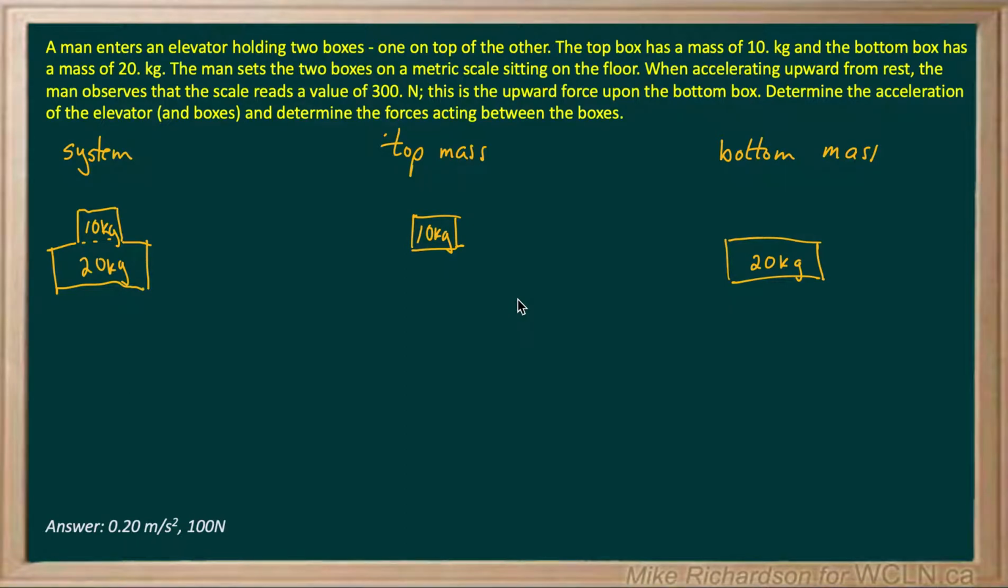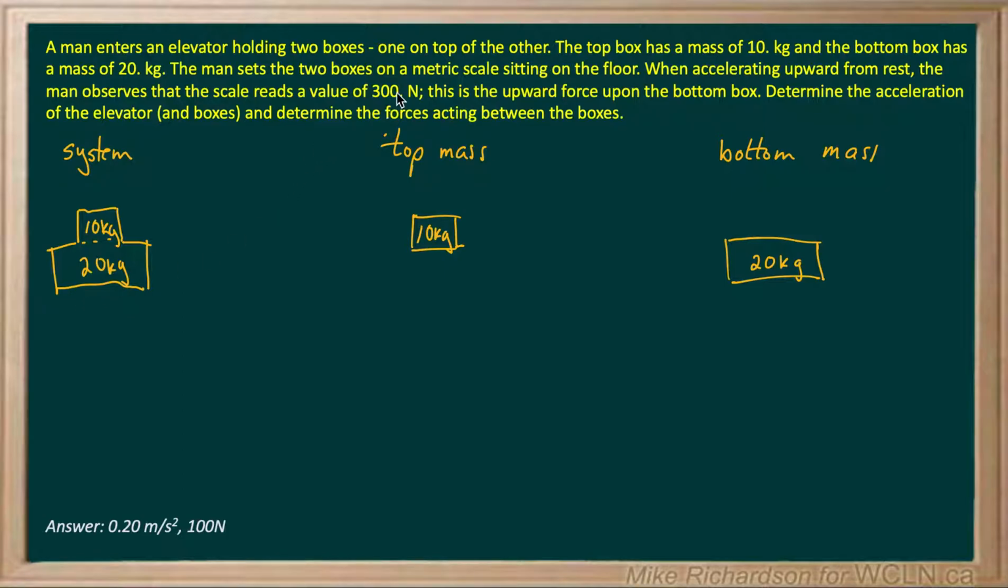Here we've got a system of masses where you've got a smaller 10 kilogram mass resting on top of a 20 kilogram mass, and the whole thing is in an elevator that is accelerating upwards. Now we want to determine what is the acceleration of the elevator so that the force between the boxes and a scale, so imagine this thing's on kind of a physics bathroom scale that reads newtons.